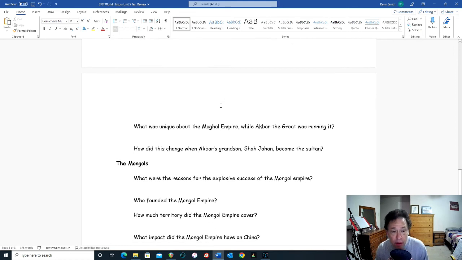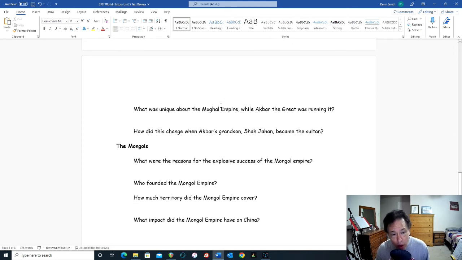What was unique about the Mughal Empire while Akbar the Great was running it? Akbar the Great was extremely tolerant of Hindu and Buddhist religions, even ending the jizya and even promoting Hindu people to his government. Both of these practices were very much against Islamic tradition.